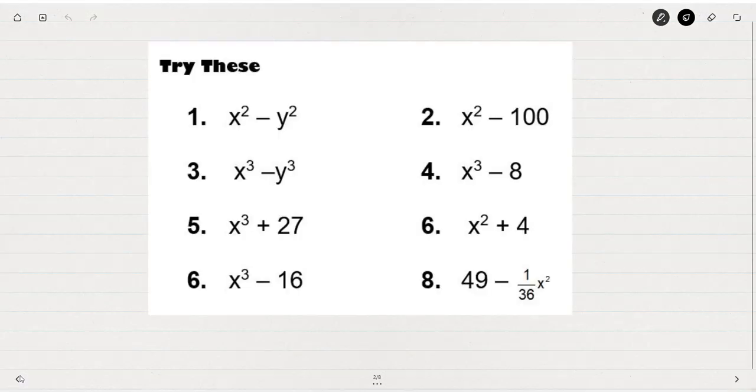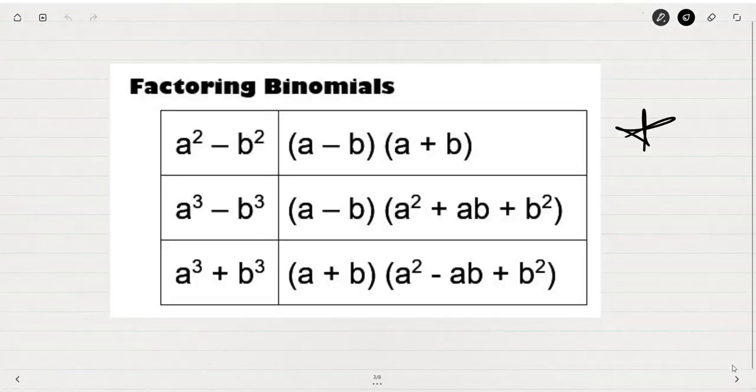What we want to do is be able to factor things like what you see, these numbers 1 through 8 written here. These are all examples of binomials. None of these have a greatest common factor, and we're going to try to factor these with these patterns.